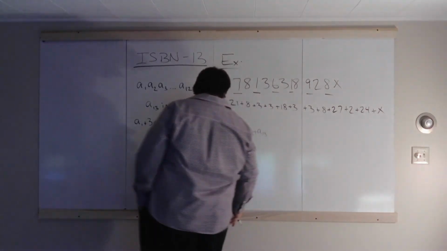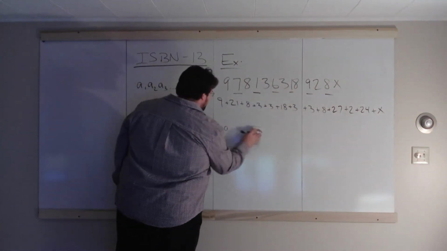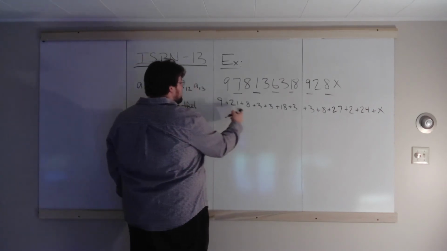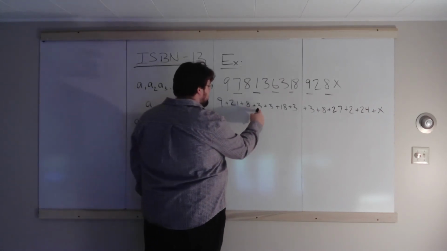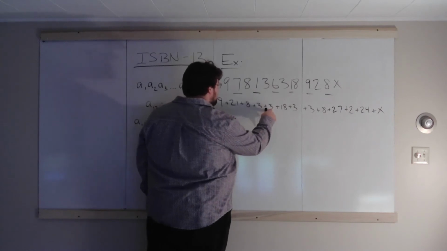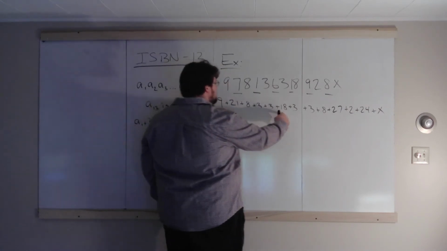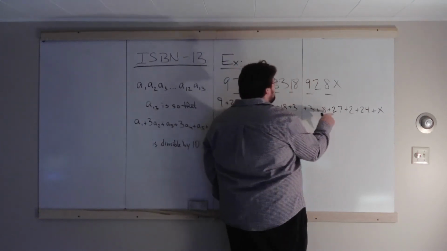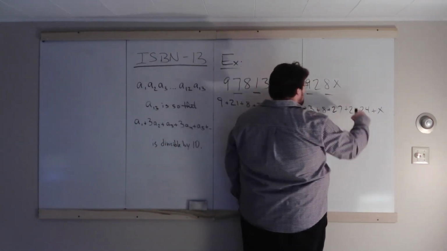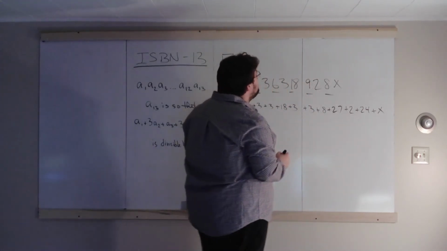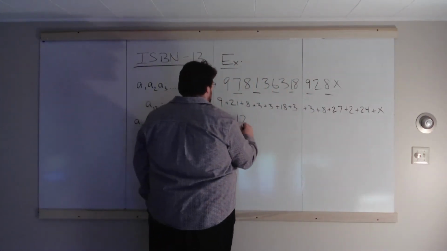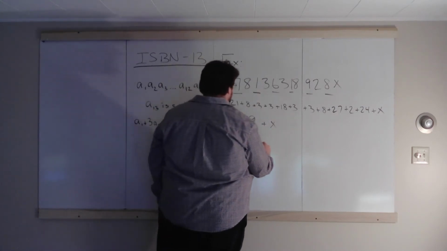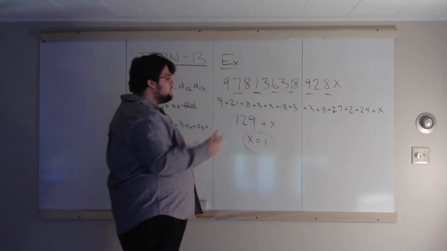We want to find x so that this ends in a 0. Well, let's just add these together. 30, 38, plus 3 makes 41, plus 3 makes 44, plus 18 makes 62, plus 3 makes 65, plus 3 makes 68, plus 8 makes 76, plus 27 makes 103, plus 2 makes 105, plus 24 makes 129. Plus x must end in a 0. So we get x equals 1, which is what the book said.